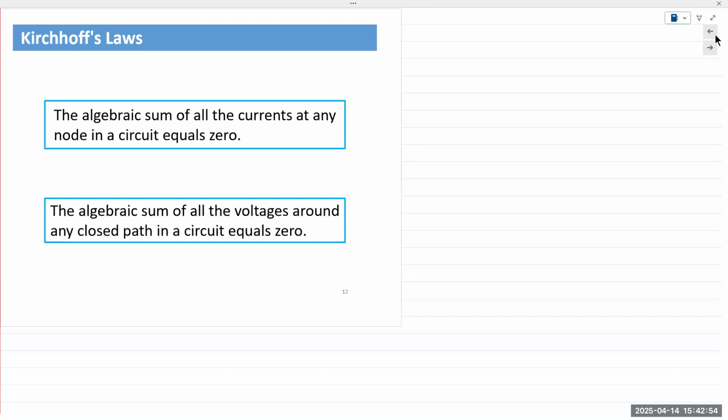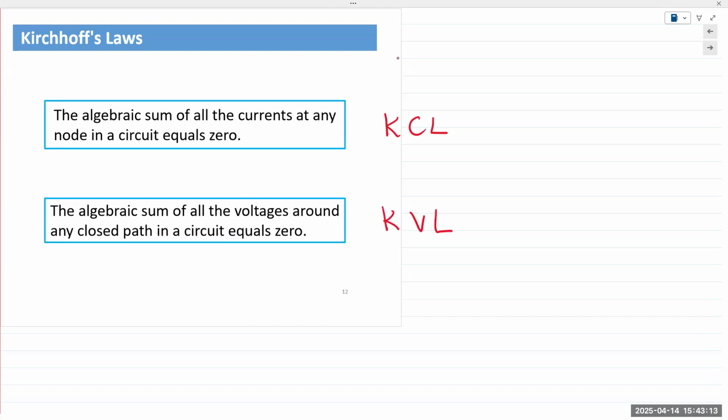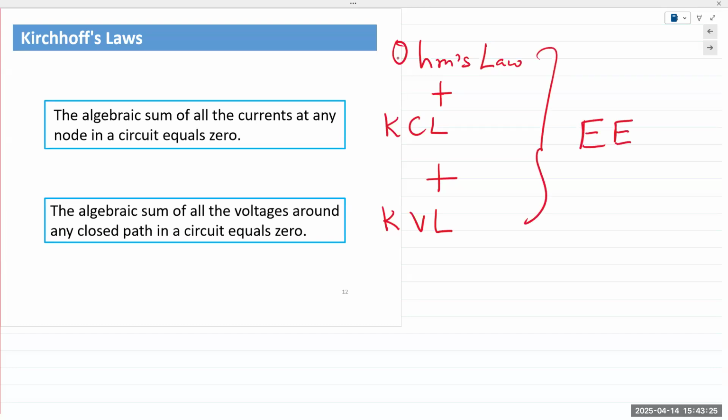Ohm's law, KVL, KCL. So anytime you're performing circuit analysis, you're training to be an electrical engineer, these three are the ones that you need to become intimately acquainted with, very familiar with, okay? So this is KCL, this is KVL, and you have Ohm's law. Ohm's law plus KCL plus KVL is all we need to be an electrical engineer. Everything else is derived from these, okay?